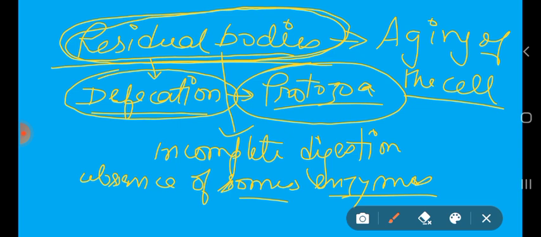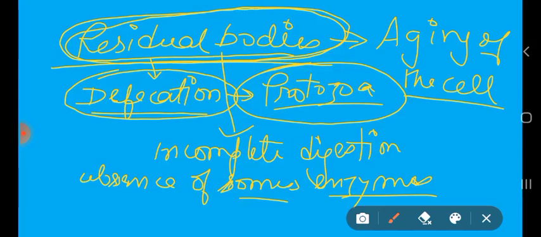So I hope you have understood about the residual bodies. Generally, residual bodies can be removed by defecation in some protozoa, but in others they accumulate within the cell, and that's why it leads to aging of the cell. It leads to severe pathologic disturbance, because the undigested part remains in the cell. It is neither utilized nor excreted out. If residual bodies accumulate one after another, it will obviously disturb the normal function of the cell.